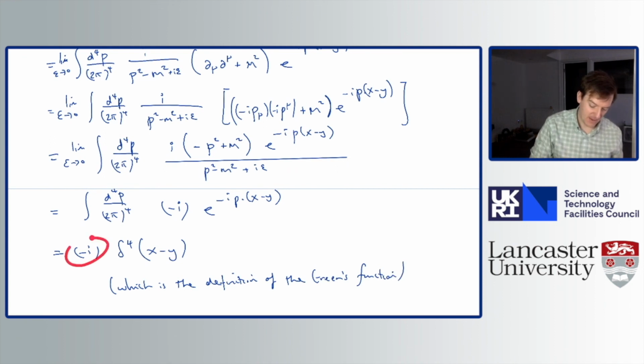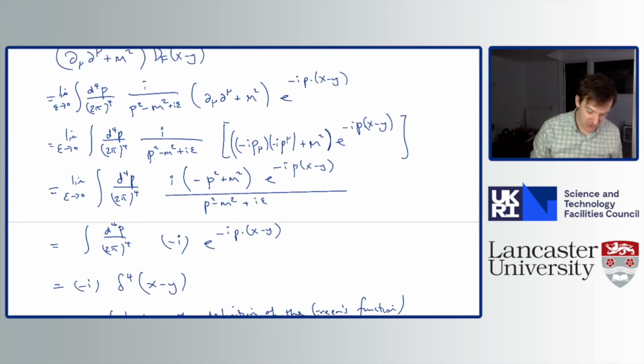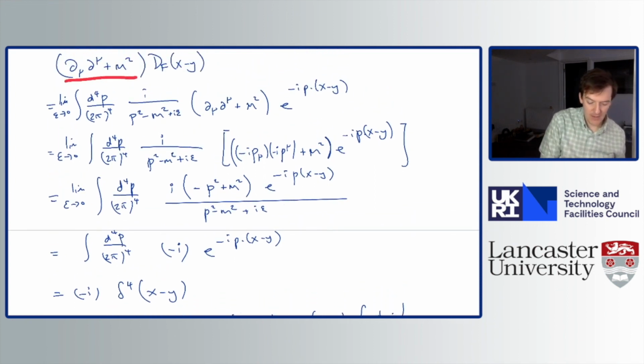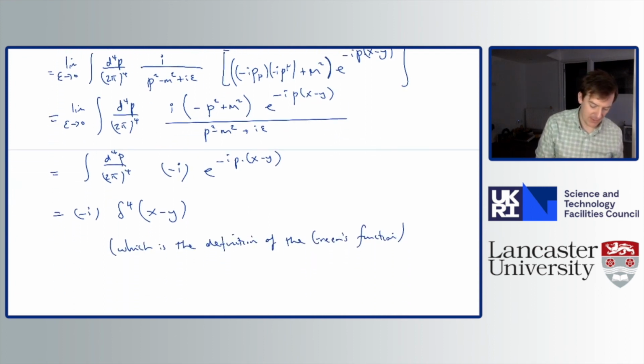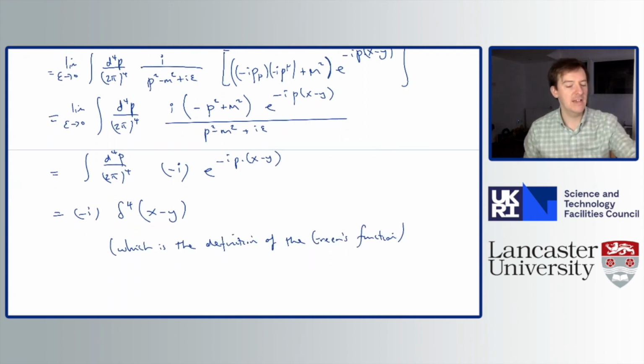So this minus i, sometimes you see Green's functions defined so that the operator acting on the Green's function simply gives you the delta function. Here we just have this minus i factor, but it doesn't change the story. So why am I showing you this?